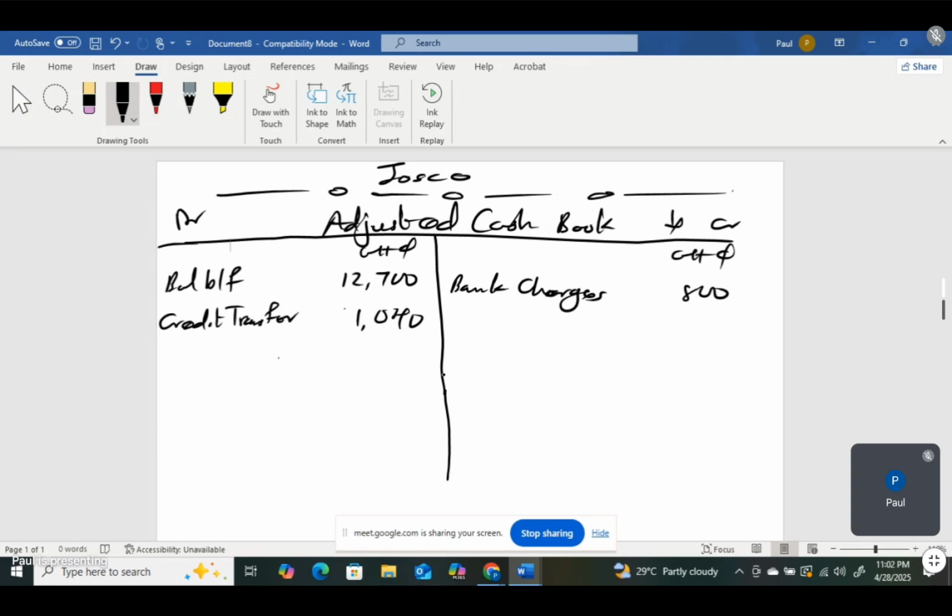In an examination, do we have to write the adjusted cash book? Yes. He said that is the first one we should prepare. Okay. Thank you.